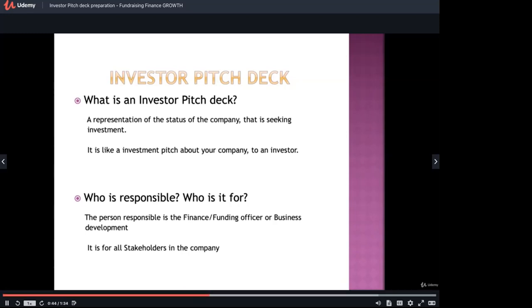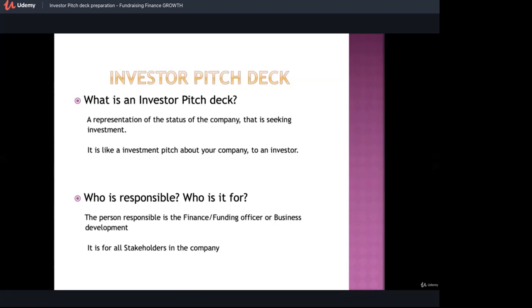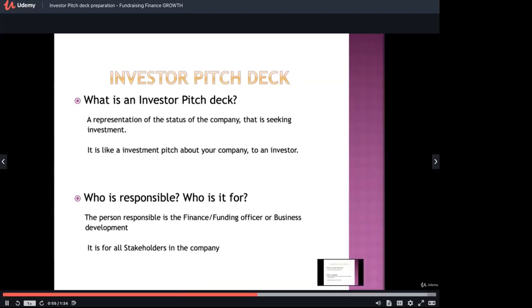Who is responsible? Who is it for? The person responsible should have a good overall understanding of the company, and they will need to have numerical skills. The pitch deck must get approval from all stakeholders in the company.